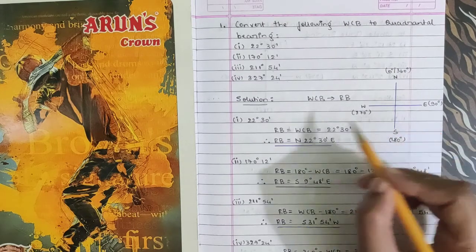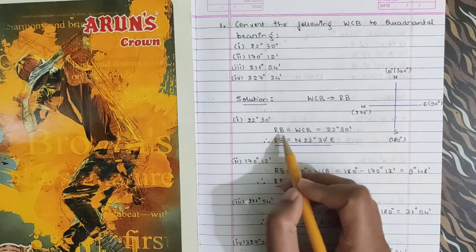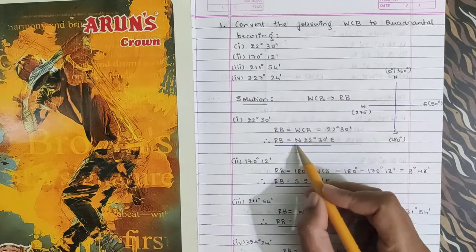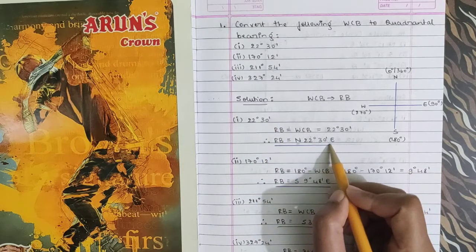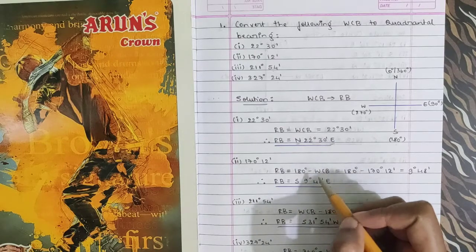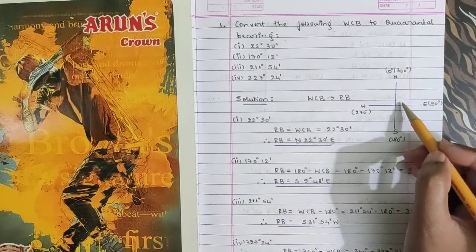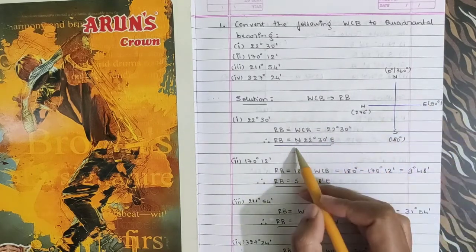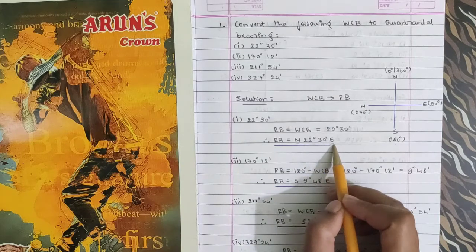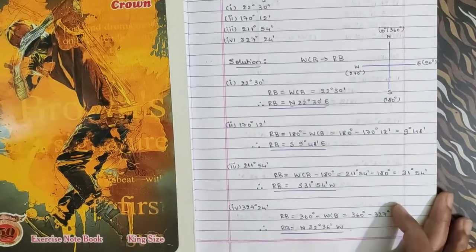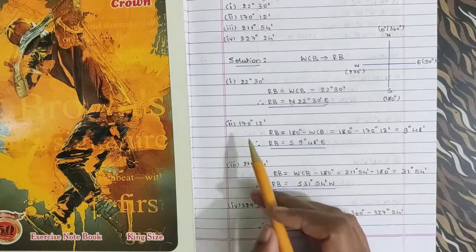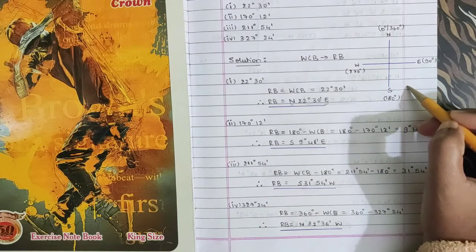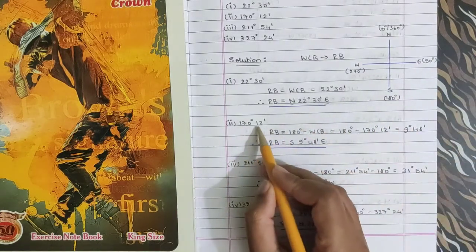You can write it as the reduced bearing is equal to the whole circle bearing itself, that is 22 degree 30 minutes. But you have to write down the cardinal points. It is in the first quadrant, so you have to write it as northeast. So north 22 degree 30 minutes east. Then coming to the second bearing, it is 170 degree 12 minutes. This comes in the second quadrant, isn't it? It is less than 180 degree, 170 degree 12 minutes.